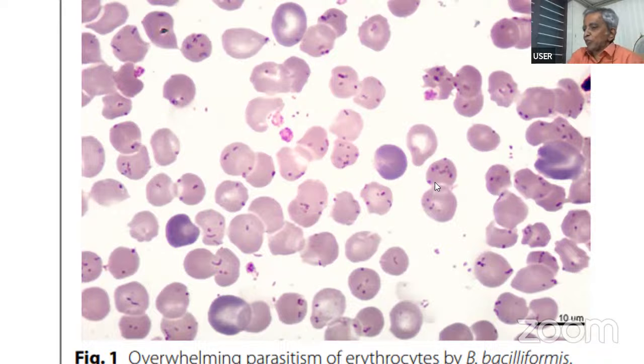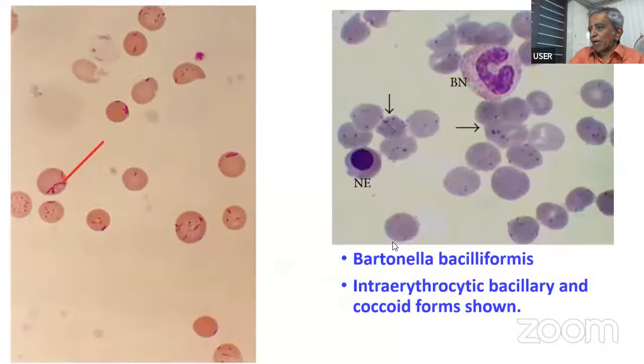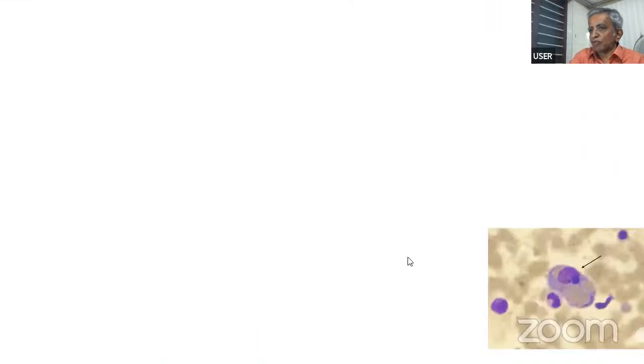Yes, one species is Bartonella henselae that causes cat scratch disease. There are a lot of things there. Agree. Fully agree. Cat scratch disease is related to this genus, but the species is slightly different. Now, Bartonella bacilliformis, another one, has intraerythrocytic bacillary and coccoid forms. One is the coccoid, the other is the bacillary form. This is like a bacillary, this is a coccoid form. Both forms are present, and that indicates that you are dealing with a febrile hemolytic syndrome due to Bartonella bacilliformis.